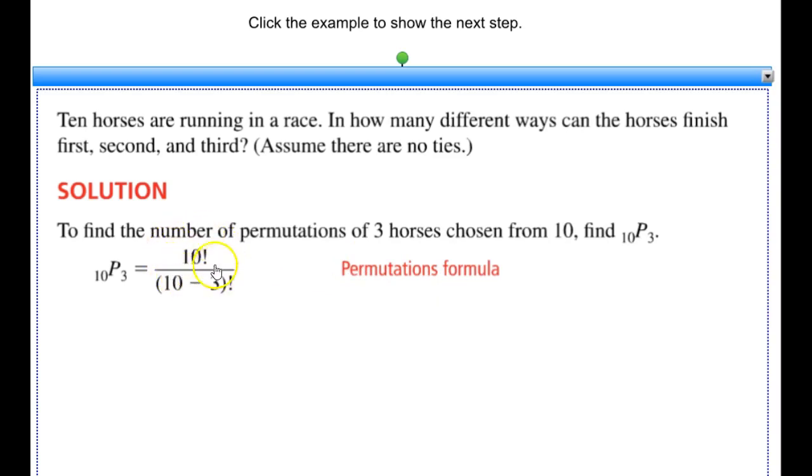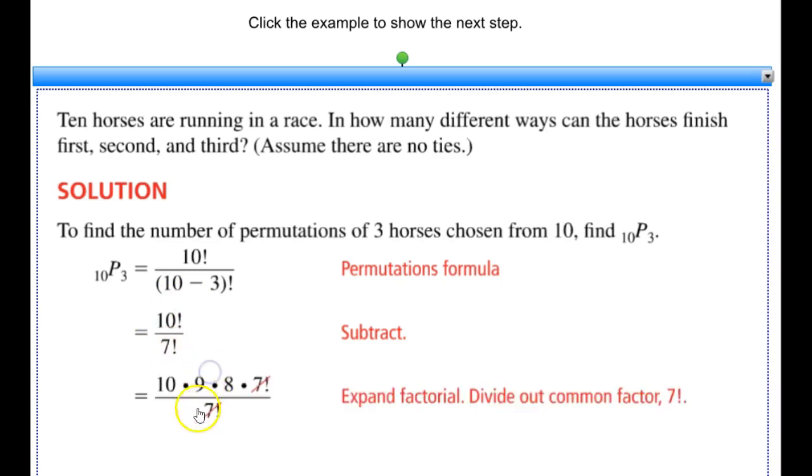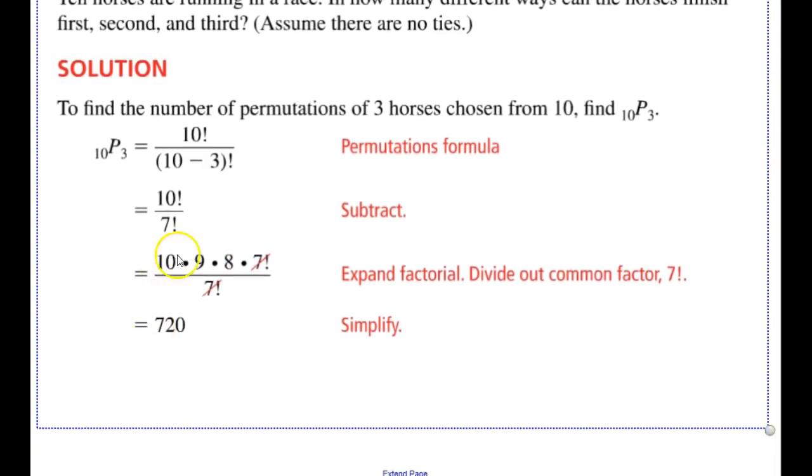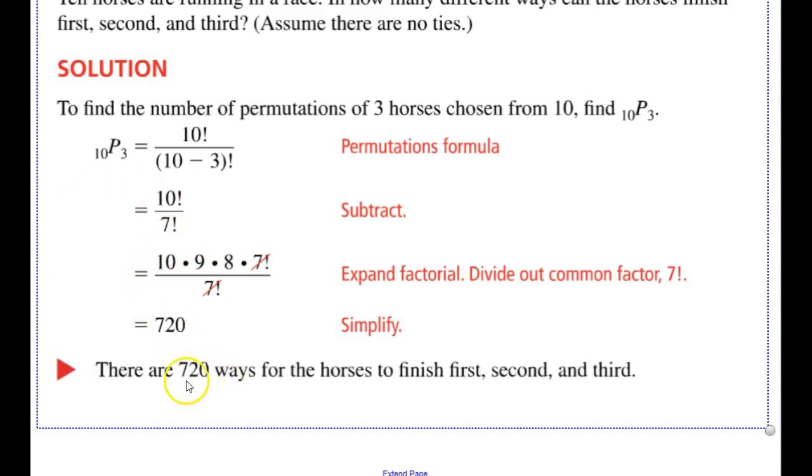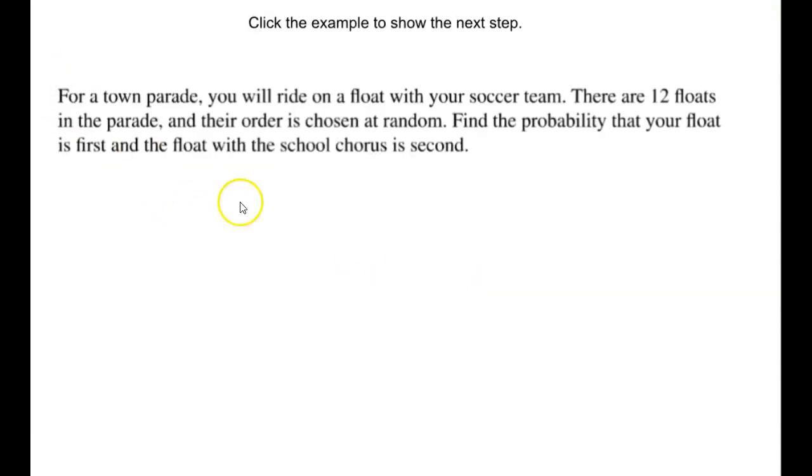I take the total that I start with, and on the denominator I'm going to have 10 minus how many I'm picking, and factorial. So I end up with 10 factorial divided by 7 factorial. This also means I can expand my factorial in the numerator, divide out my common factor, which is 7 factorial, and then simplify. So really I have 10 times 9 times 8, which gives me 720. So there are 720 ways for the horses to finish first, second, and third out of those 10 that we started with. Now here's our next example.